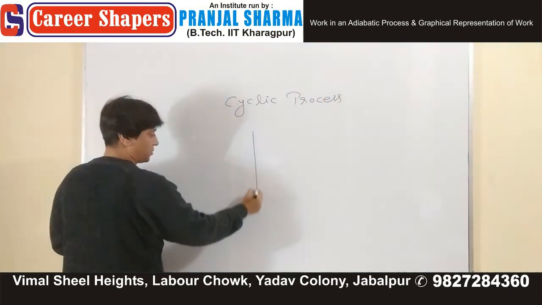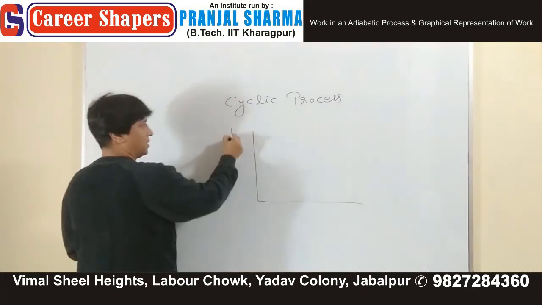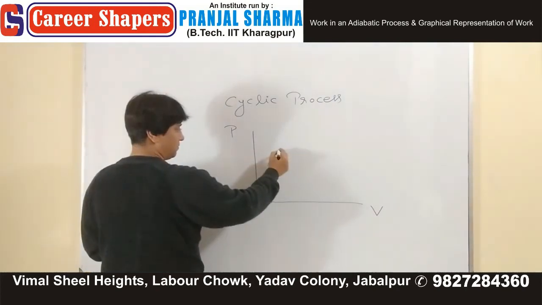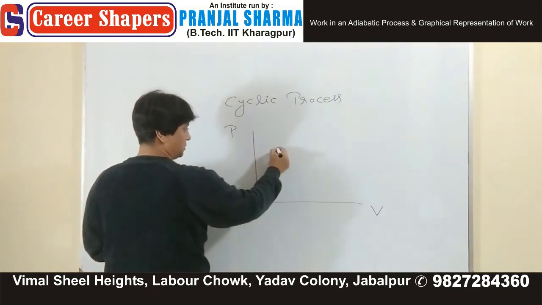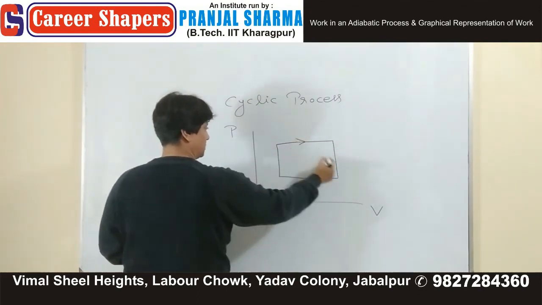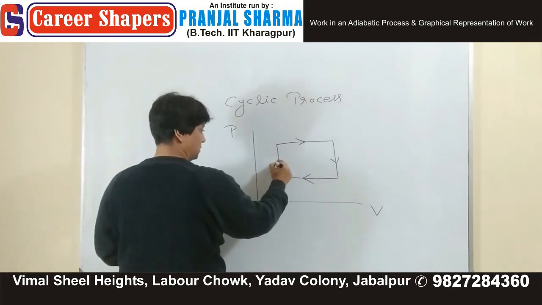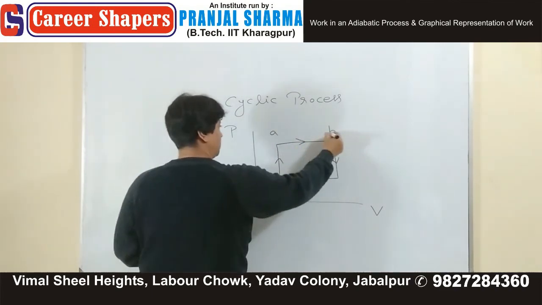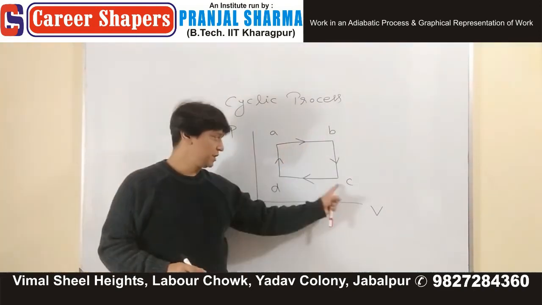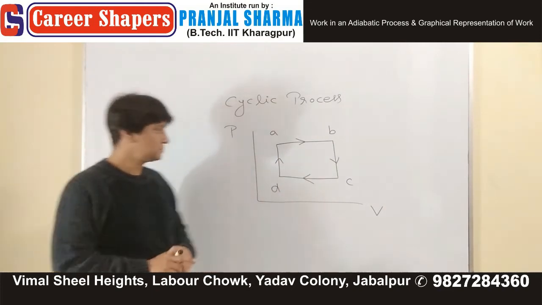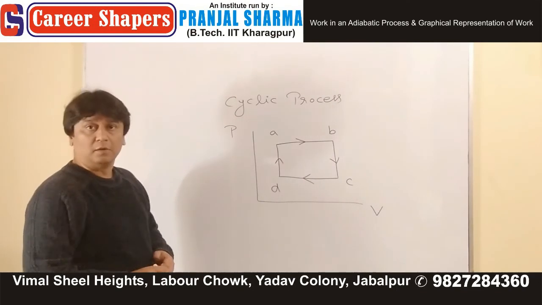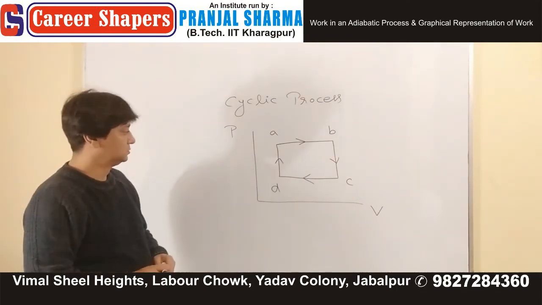So this is a cyclic process. Let's take an easy elementary process. A, B, C, D. The process runs from A to B to C to D and back to A. Now, we need to find work done for this process.